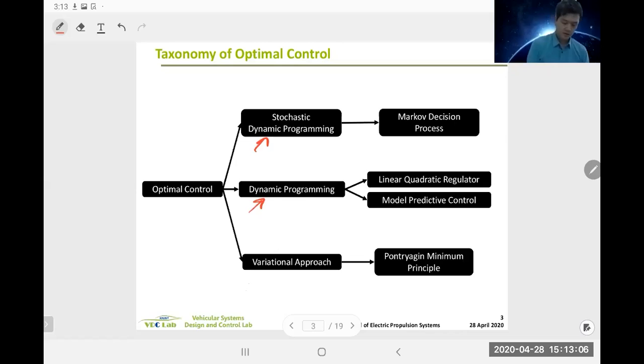And then there's a variational approach, which is derived from calculus of variations. Okay, and in this course, we're going to learn dynamic programming and variational approach. And I mentioned ECMS, right? And you will learn how we can derive ECMS from variational approach. Okay.